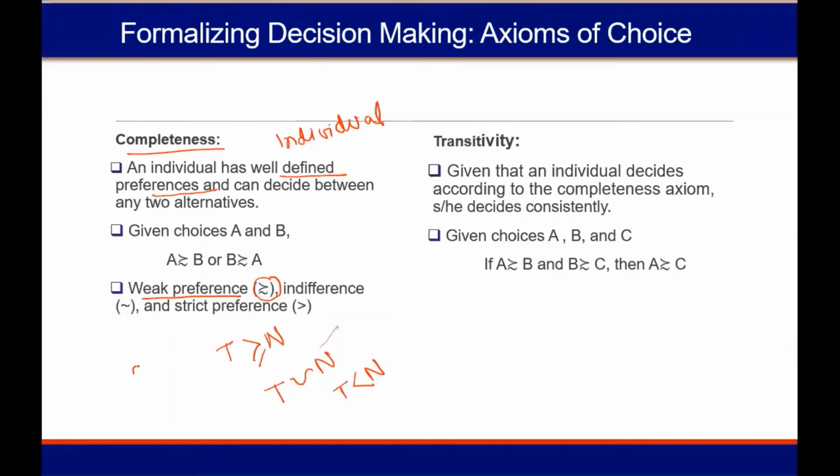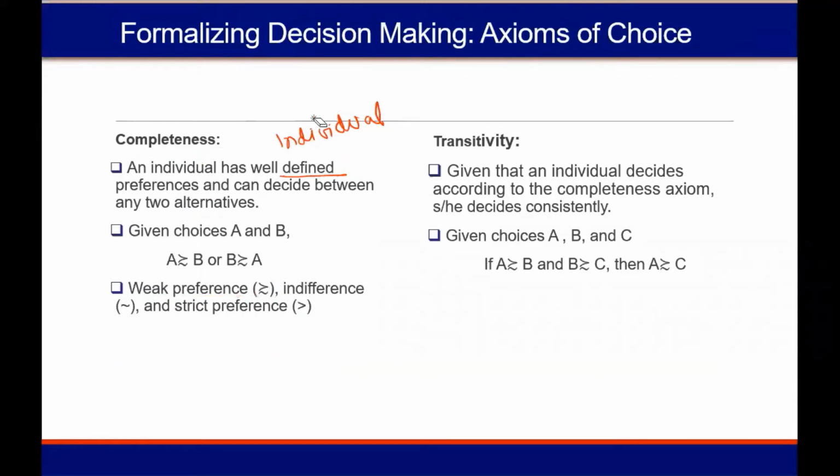This term is known as tilde. If you write Tesla tilde NIO, that means you are indifferent between Tesla and NIO. If you write the opposite, you are preferring NIO over Tesla. But if you write Tesla greater than NIO, it indicates that you strictly prefer, you strongly prefer Tesla over NIO. So I think you have got the concept of the axiom of completeness.